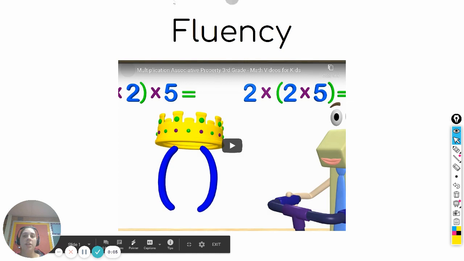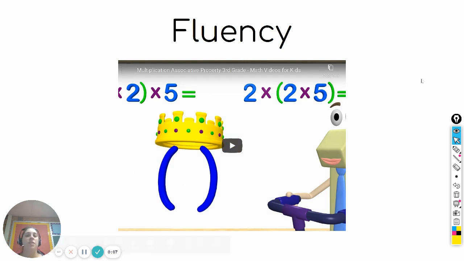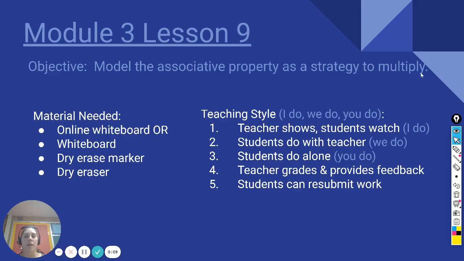Okay, so we just watched the fluency video for the associative property. That was kind of an intro to today's lesson, which is Module 3, Lesson 9. This is our last lesson before the test, so the test will be tomorrow. Our objective is to model the associative property as a strategy to multiply.